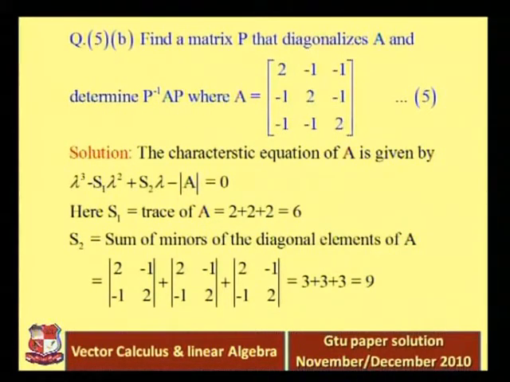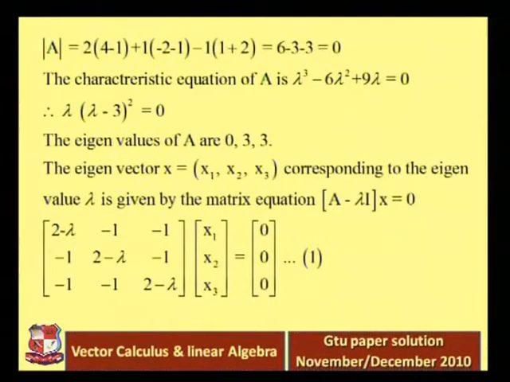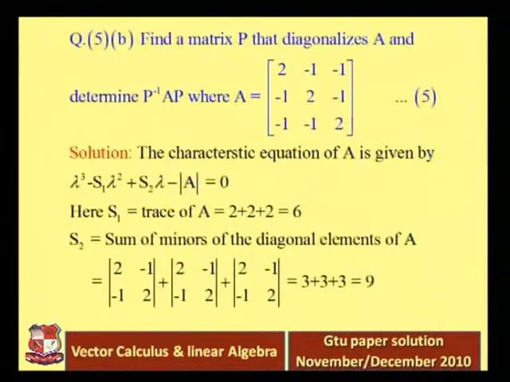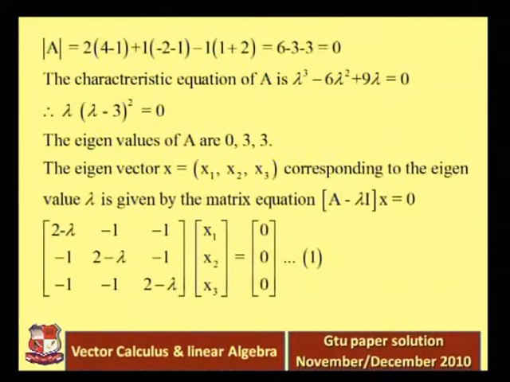Now s3, sorry, not s3 but the determinant of A. So I know how to find the determinant of A, that you should know. So here is the determinant of A, that is from this matrix 2 into 4 minus 1, plus 1 into minus 2 minus 1, minus 1 into 1 plus 2. So that is quite easy, right, to explain. So the determinant of A is 6 minus 3 minus 3 is equal to 0.